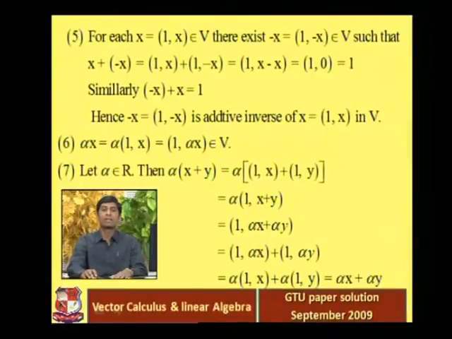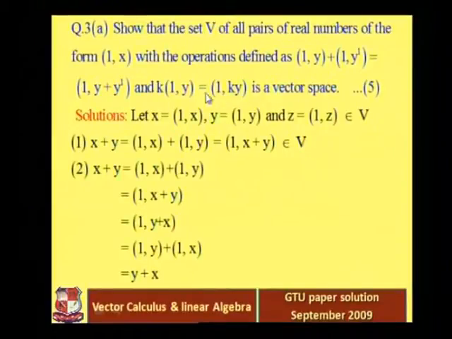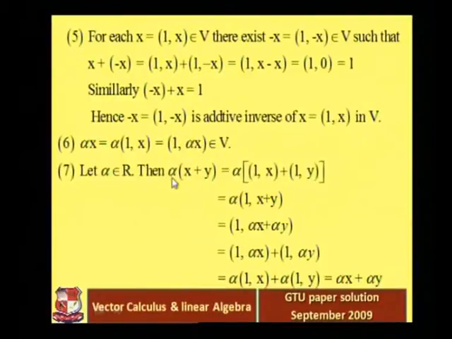Next 5 conditions are for scalar multiplication. So alpha x = alpha (1, x) = (1, alpha x). Using this definition of scalar multiplication, you can see k(1, y) can be written as (1, ky). That's why we use this definition of scalar multiplication. Alpha x = alpha (1, x) = (1, alpha x) also belongs to V, because the first coordinate is 1 and the second coordinate is a real number. Alpha is a real number, x is a real number, so multiplication of two real numbers is also a real number.